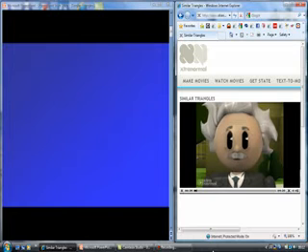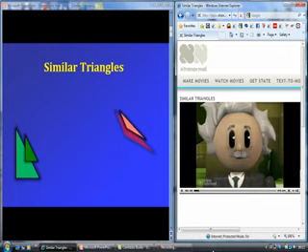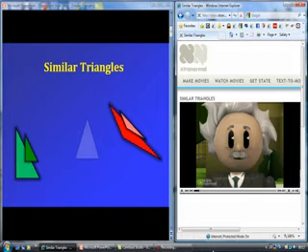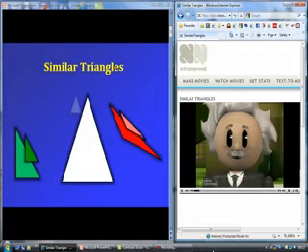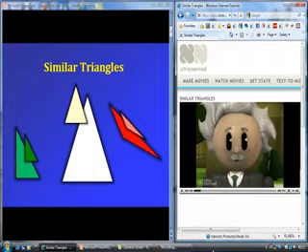Today, I will be talking about similar triangles. In general, similar figures are those figures with the same shape. When figures are similar, the corresponding angles of each triangle are all equal to each other. Furthermore, the ratio of all corresponding lengths in each triangle are equal.